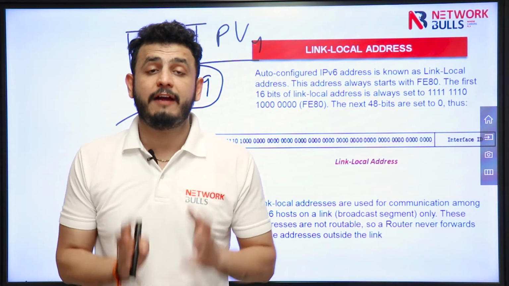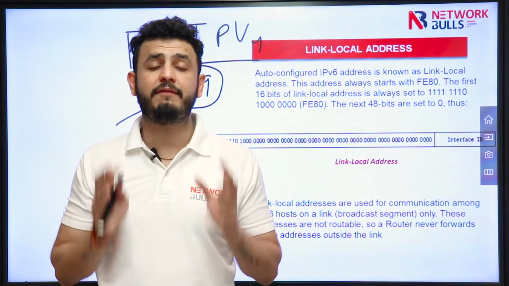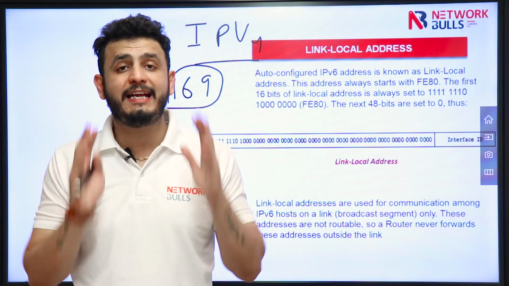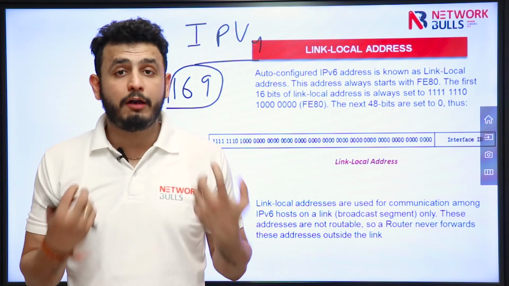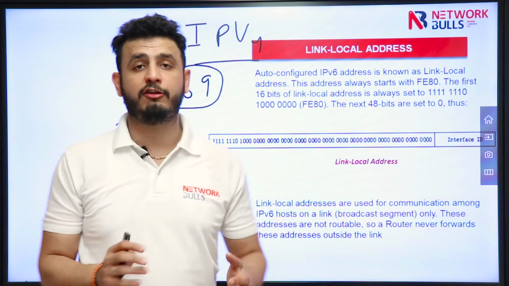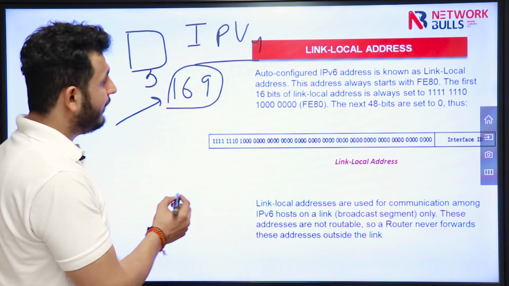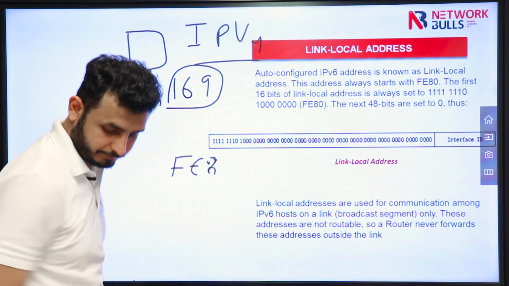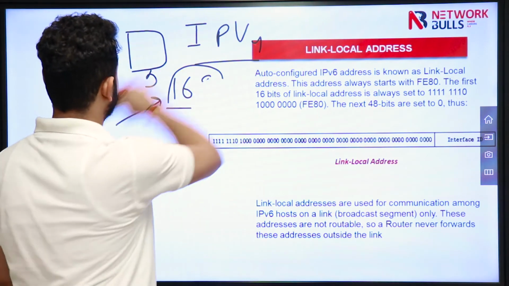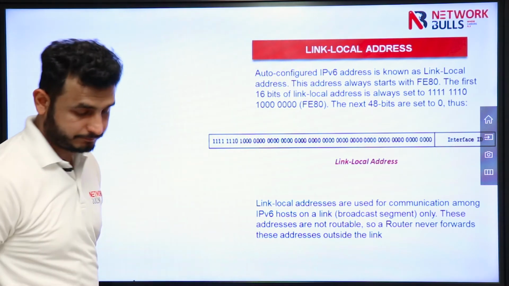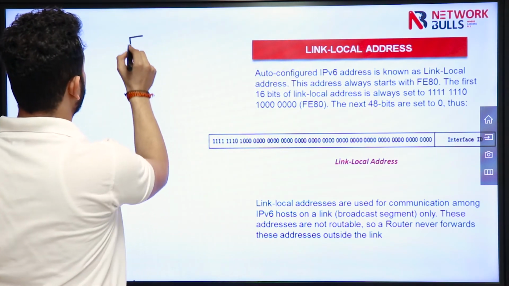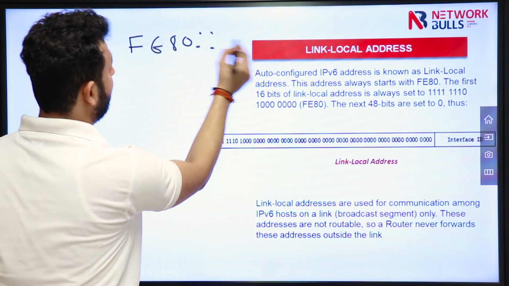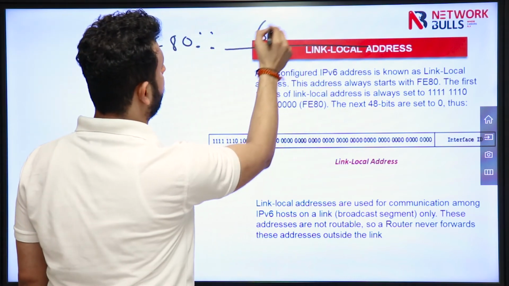In a similar way, if multiple devices want to communicate with each other with the help of IPv6 and you are not specifying any IP address on the end devices, they will automatically create a link local address for themselves. Link local addresses always start with FE80. Let me write here. A link local address always starts with FE80 double colon, and in the end you have a 64-bit interface ID.